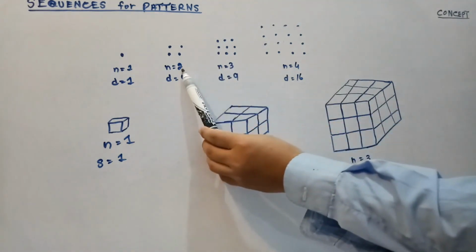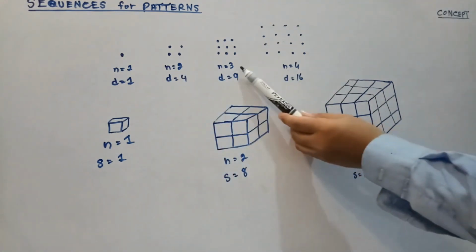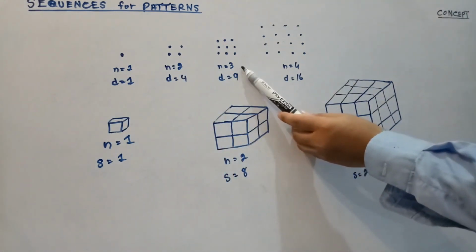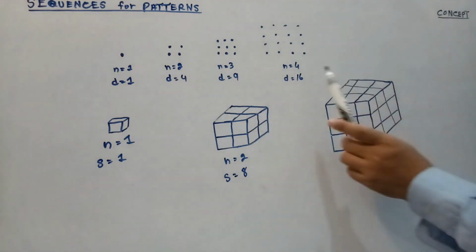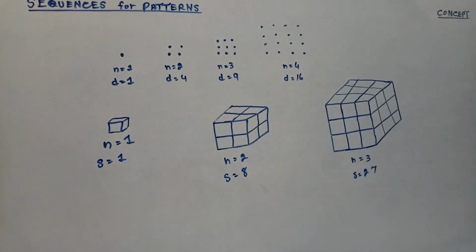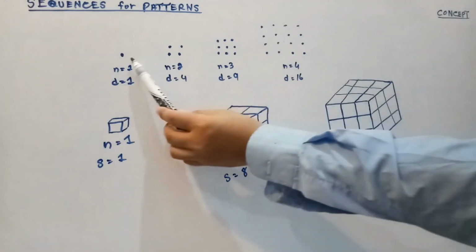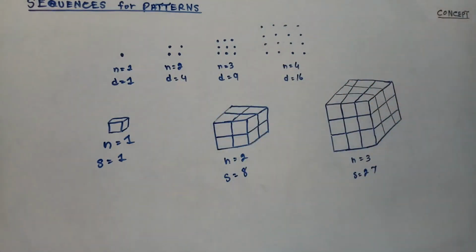Here in the second pattern, if I take the square of 2, I will get 4 dots. Similarly, if I take the square of the third pattern, 3, it will be equal to 9 dots. Then in the fourth pattern, if I take the square of 4, it will be equal to 16. So you can see these are increasing in the form of squares.